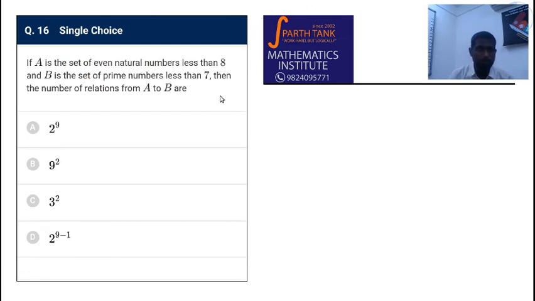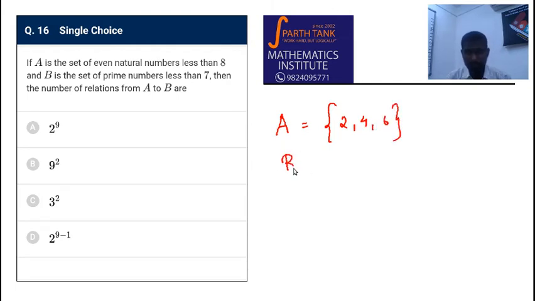Moving on to question number 16. If A is a set of even natural numbers less than 8, so 2, 4, 6. B is a set of prime numbers less than 7, so B is 2, 3, 5. Remember, 1 is not a prime, not a composite number. Then the number of relations from A to B are.